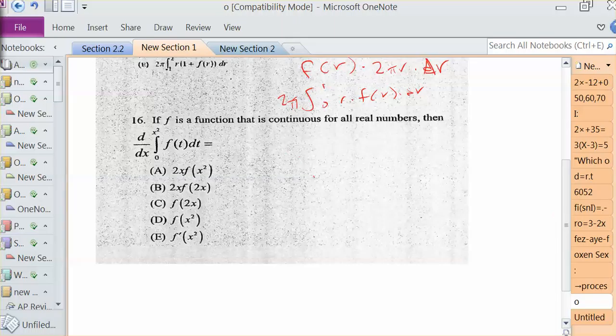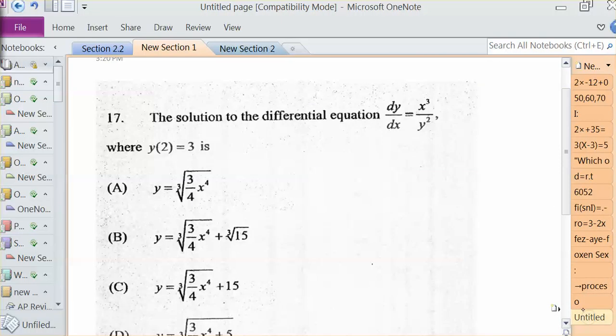That's just, of course, f of x. But because you have x squared, it's f of x squared times 2x using chain rule. So that's going to be A. That's just FTC. Okay, last one.